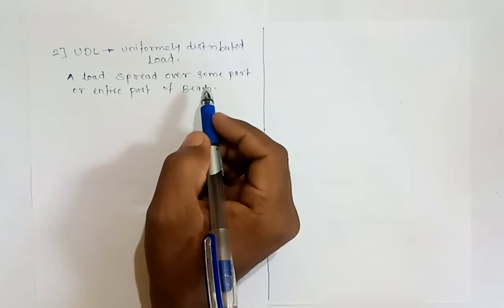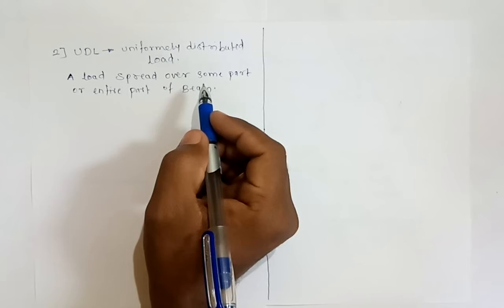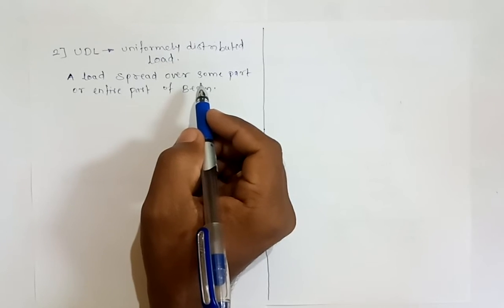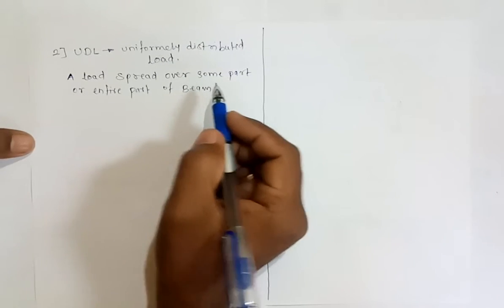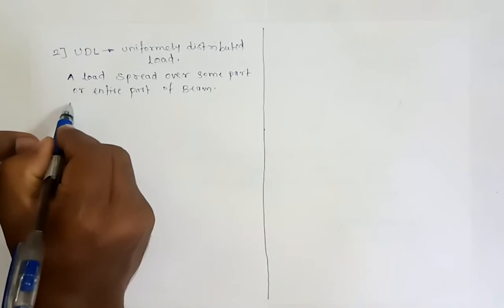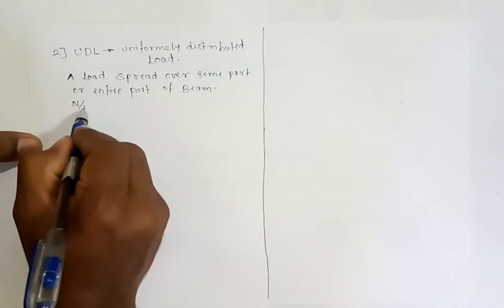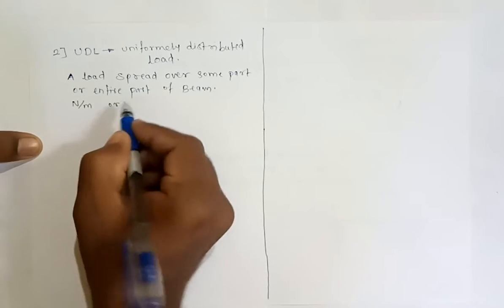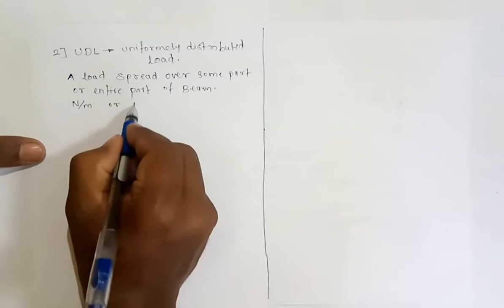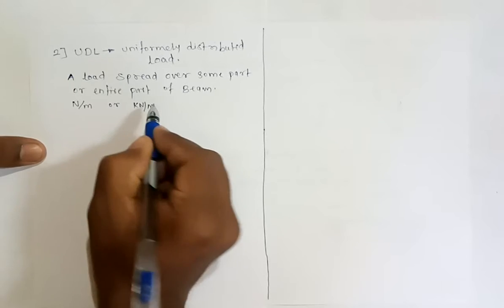So you can consider the example of a slab. The load of the slab will be acting on the beam, and this load of the slab will be spread over the beam uniformly. So that is called UDL. The unit of UDL can be expressed with the help of these two units, that is Newton per meter, or for higher loads kilonewton per meter can be used.